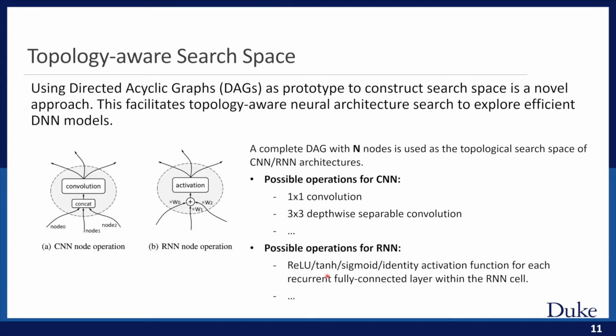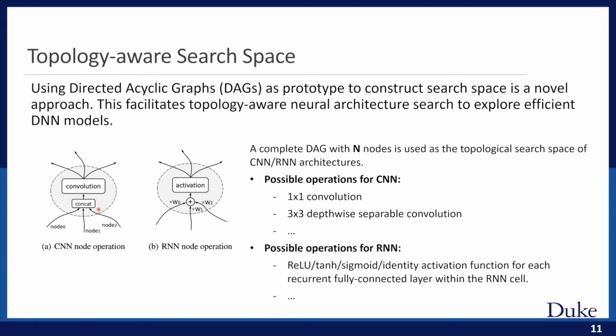Cell-based NAS mostly focuses on vision-related tasks, and therefore we call the node-based, topology-aware search one that can be applied to both vision tasks and language tasks. One of the most important features of topology awareness is that a directed acyclic graph, or DAG, is used as a prototype to construct the search space. Basically, each node in the DAG represents a DNN operation.